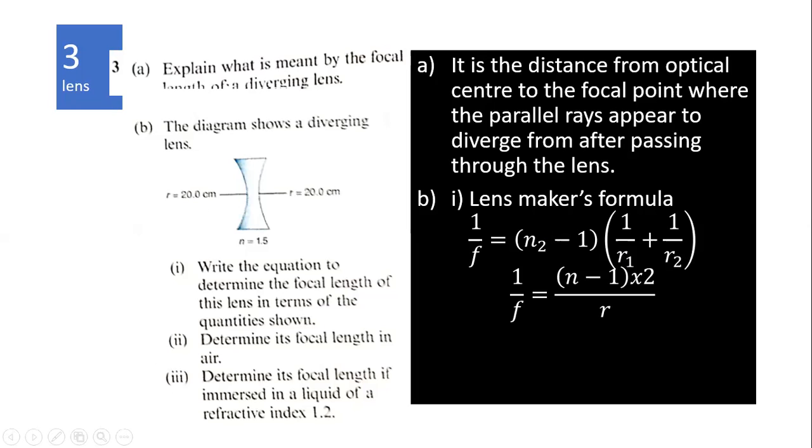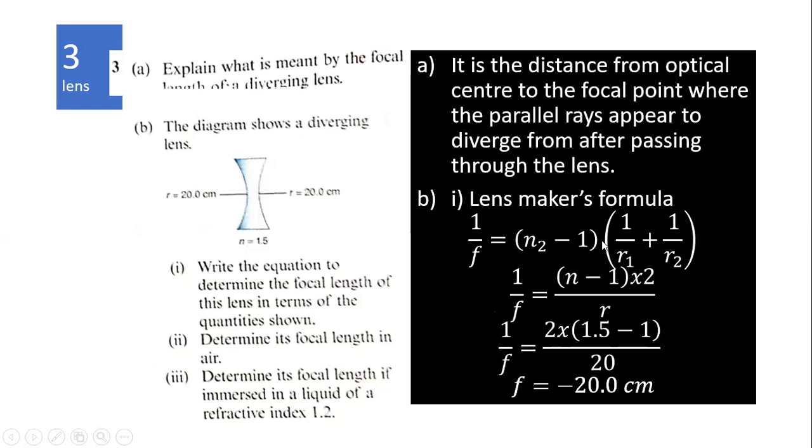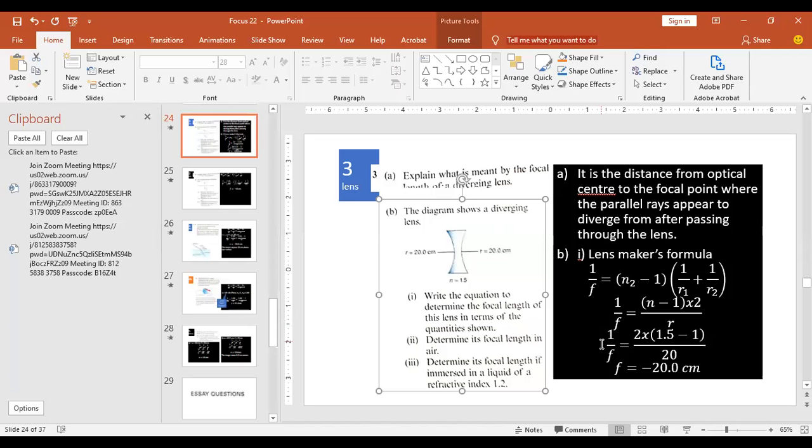Determine the focal length in air. Okay, put in your value, 1.5. 1.5 minus 1, then this is your 2. That one is 20. Calculate it out. That's your focal length. Can? Can.